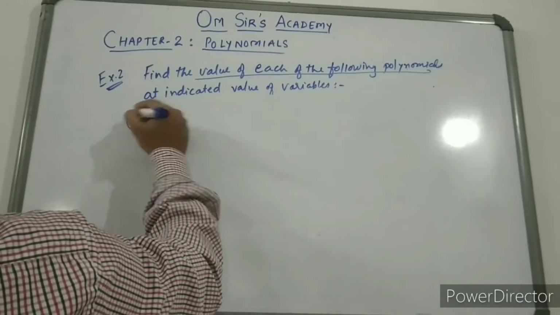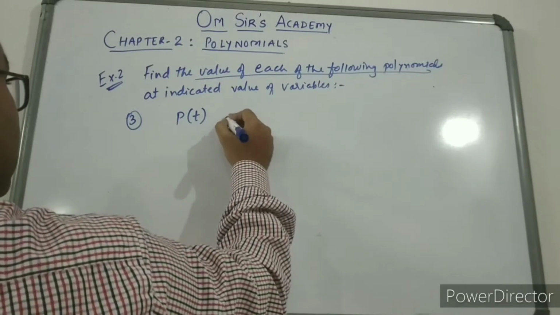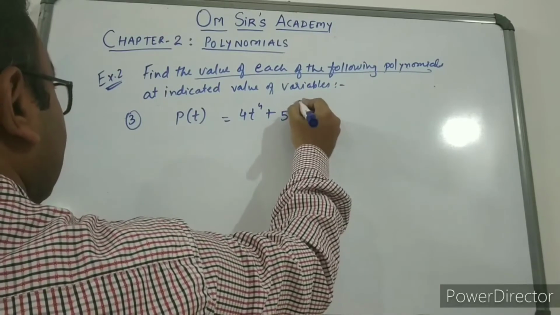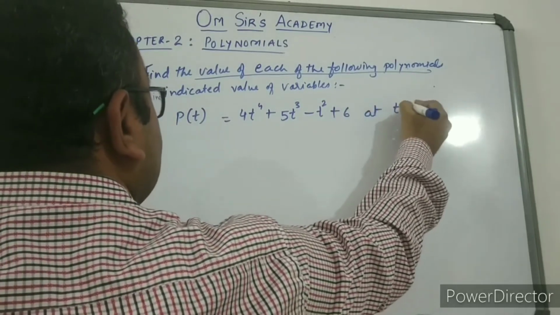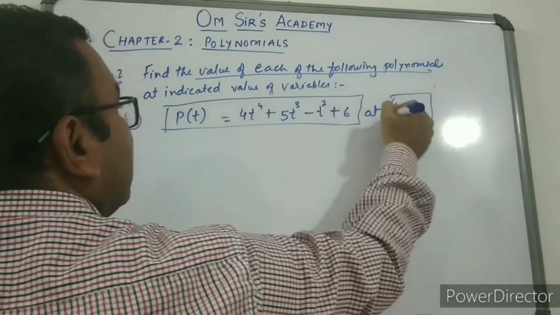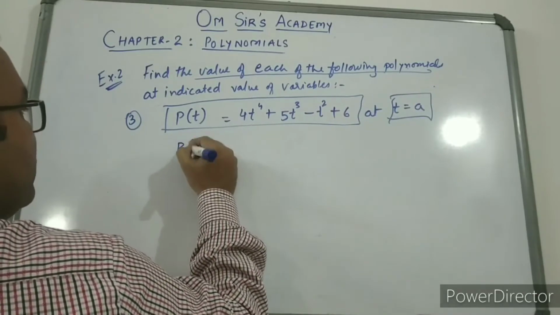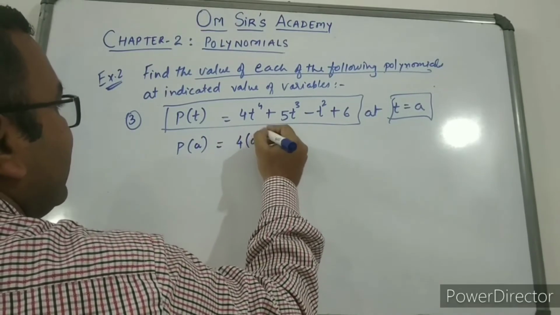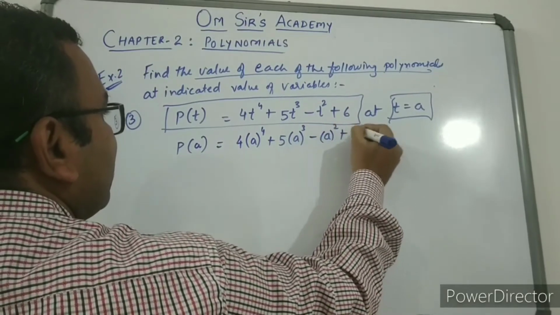Third sum is p of t equals 4t raised to power 4 plus 5t cube minus t square plus 6 at t equals a. So this is my polynomial, friends, and what value do I have to substitute? Instead of variable t I have to put a over here. So p of a equals 4 into a raised to 4 plus 5 into a raised to cube minus a raised to square plus 6.